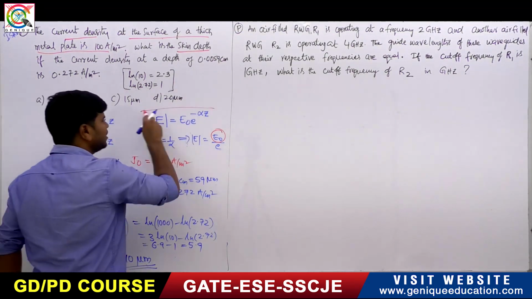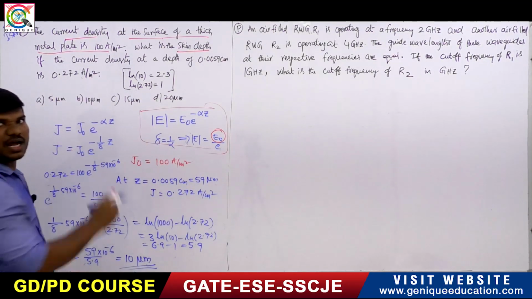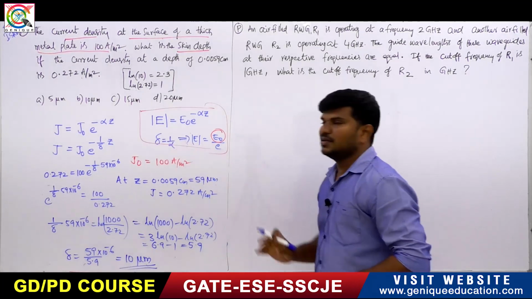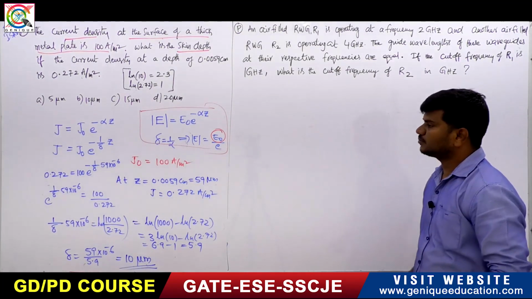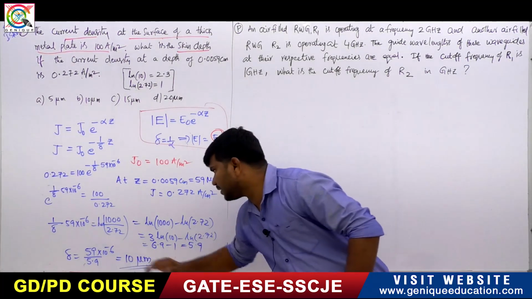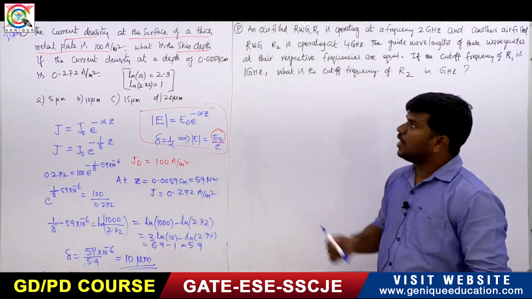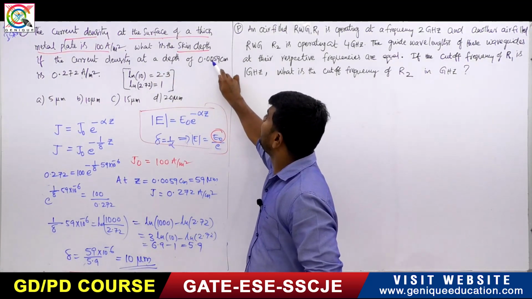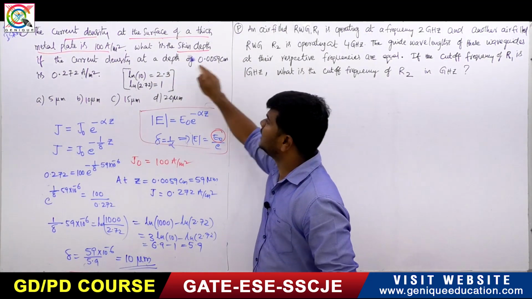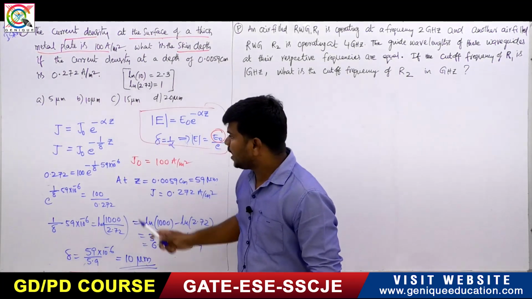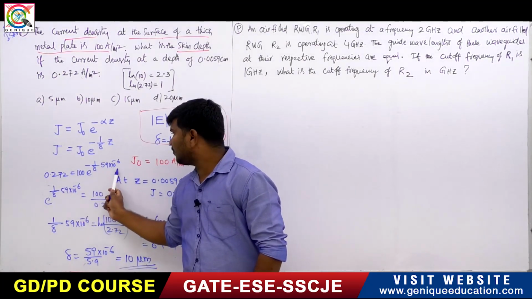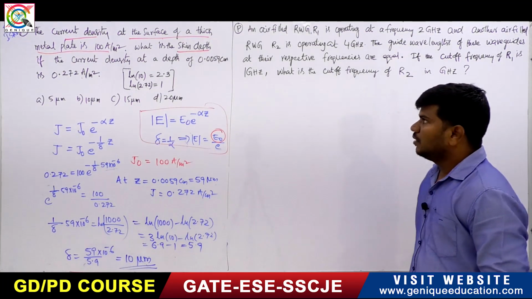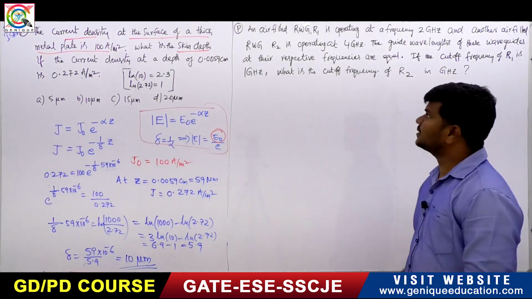So if you know this, you can relate this concept to the current density also. This is the skin effect problem. Okay, so it is very easy for you. So we have to find the skin depth. If the current density at a depth of 0.0059 centimeter is this one, okay, if the current density is this one, at what distance? 59 micrometer. So this is called as the skin depth.